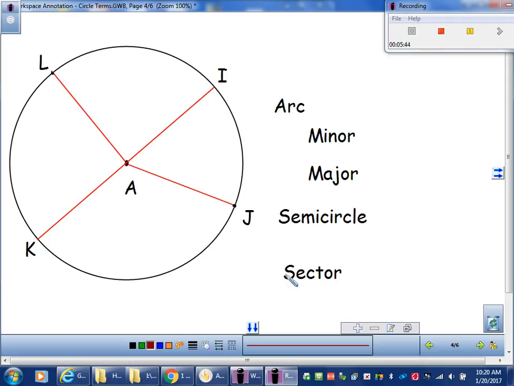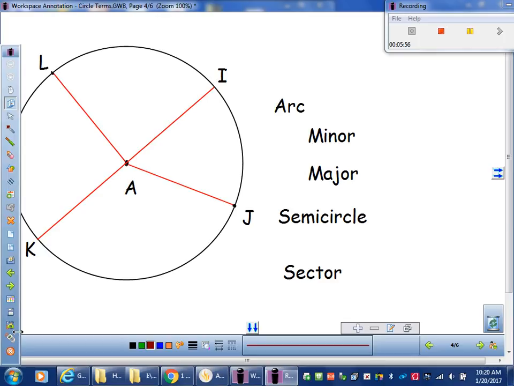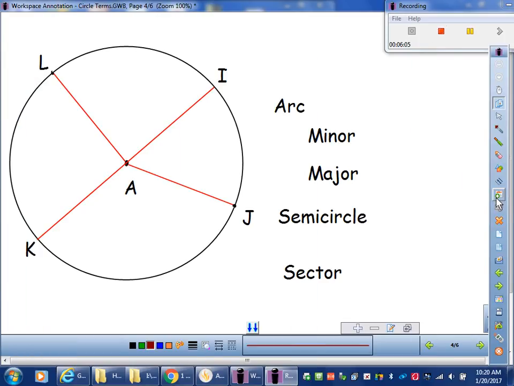Now let's talk arcs. An arc is a piece of the distance around the circle.